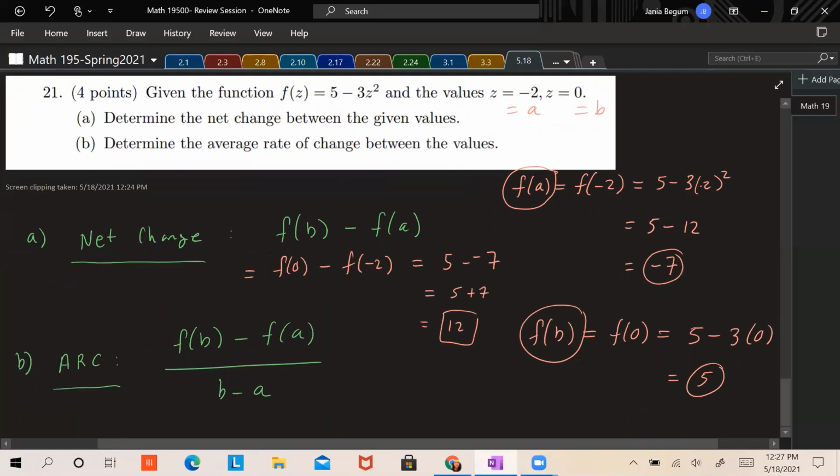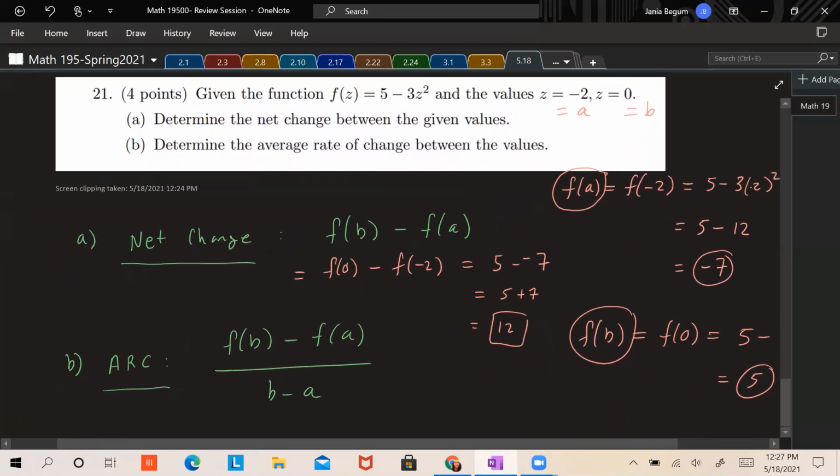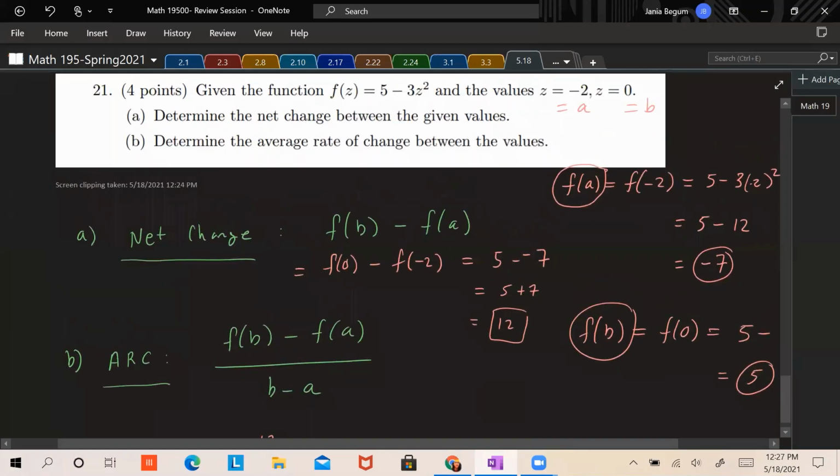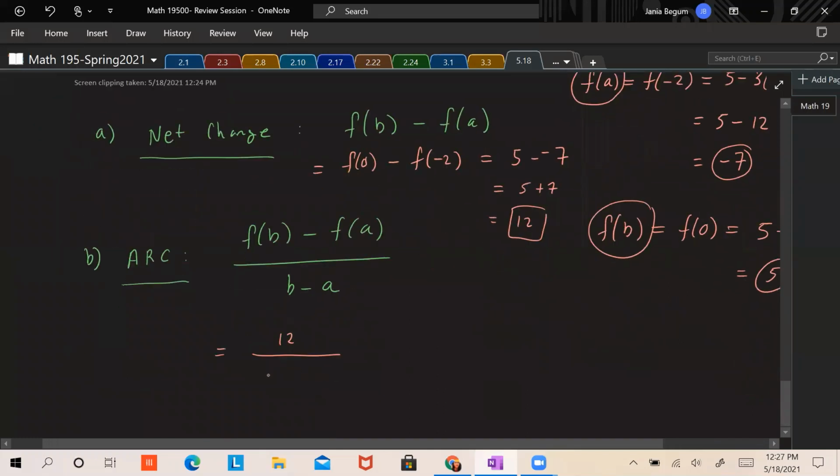And for the average rate of change, you already did a lot of work. All you have to do is plug in the net change over b minus a, right? So we already found f of b minus f of a. That was 12. And then we just do b minus a. So our b is 0, and our a is -2. So that's 0 minus -2. That would be 12. Oh, I already gave you the answer. Okay. 12 over 2, which is 6. So that's the average rate of change.